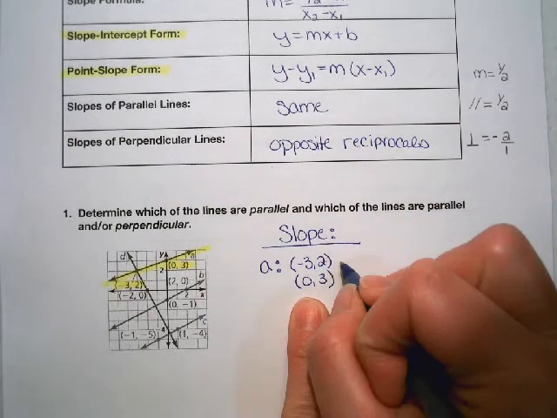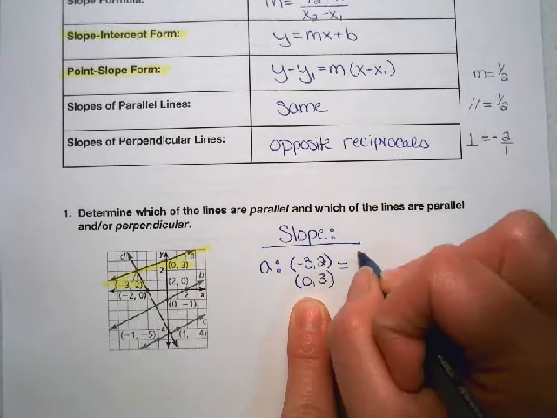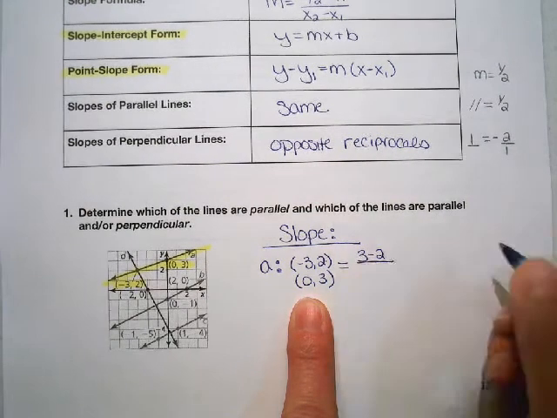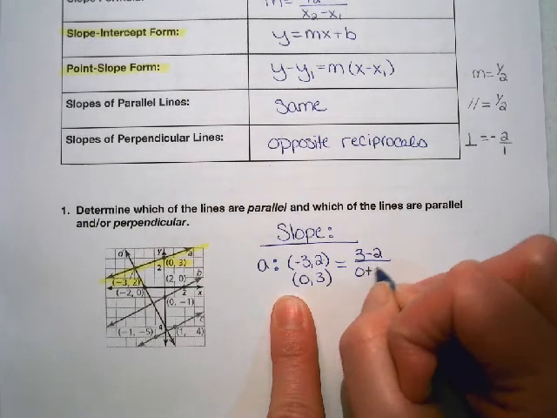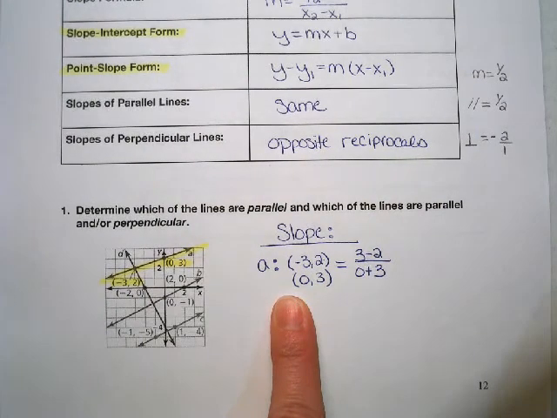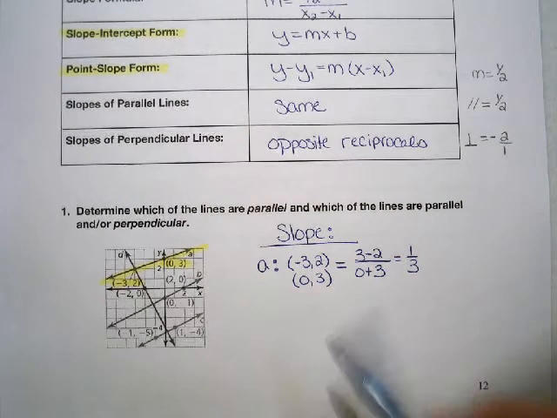So if this is my first and this is my second, I'm going to do the second y minus the first. So 3 minus 2, and then I'm going to go 0 minus a -3. So notice how it zip-zapped. So if I work this out, I get 1/3.